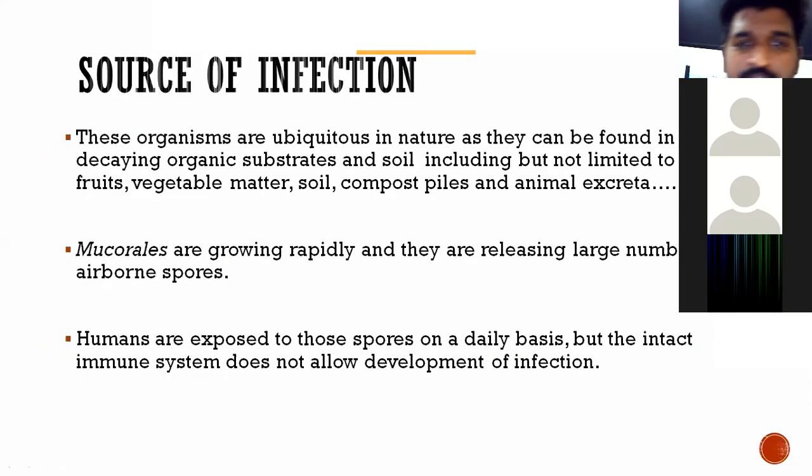So where is the source of infection? As I already described, these organisms are ubiquitous in nature, as they can be found in any decaying organic substance and soil, including but not limited to breads or fruits, decayed material, vegetable matter, soil, compost piles, and animal excreta. So everywhere these organisms are there. Mucorales, what we classically tell, are rapidly growing fungi. They release a large number of airborne spores.